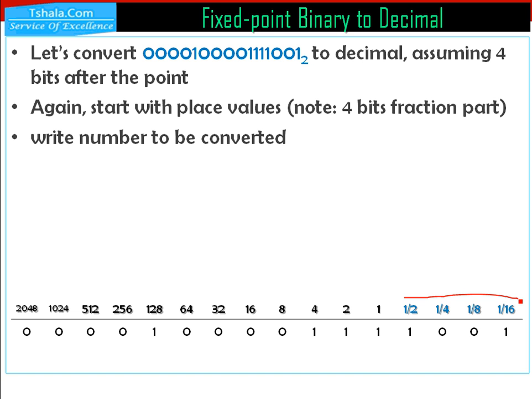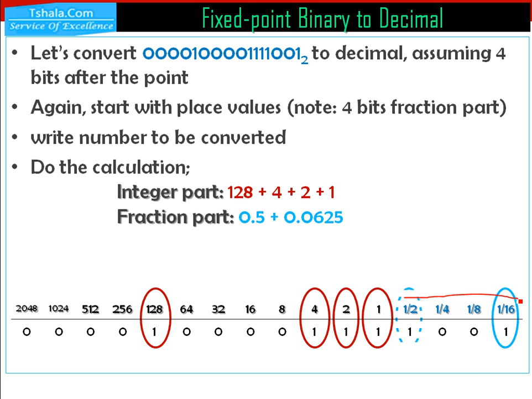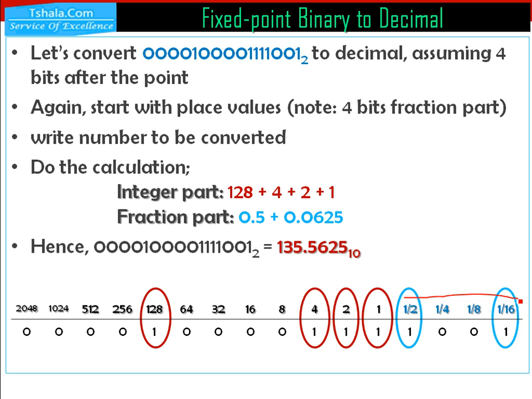Again, we write the number to be converted. We then do the calculation. We have this one split so that we can see what gives us the integer part and what the fraction part is. So doing the calculation, this is the result.